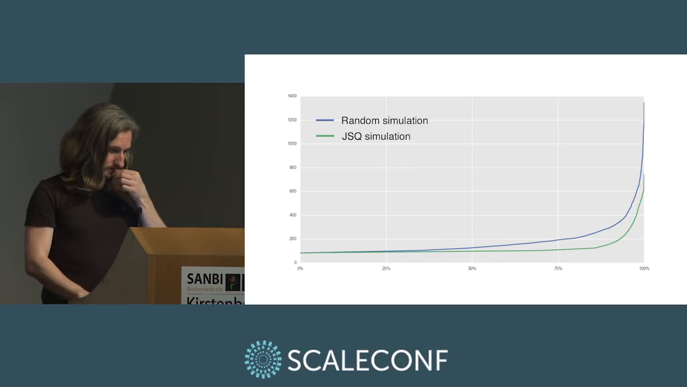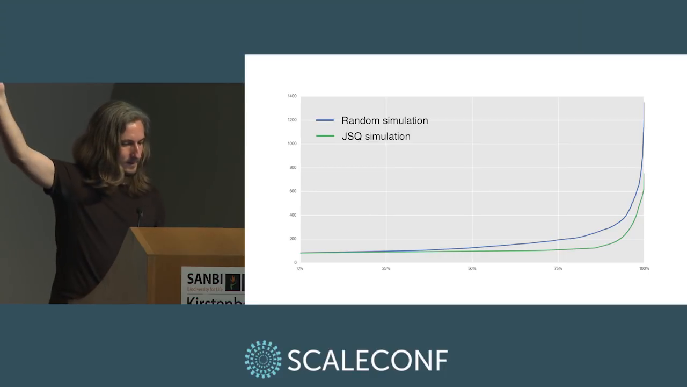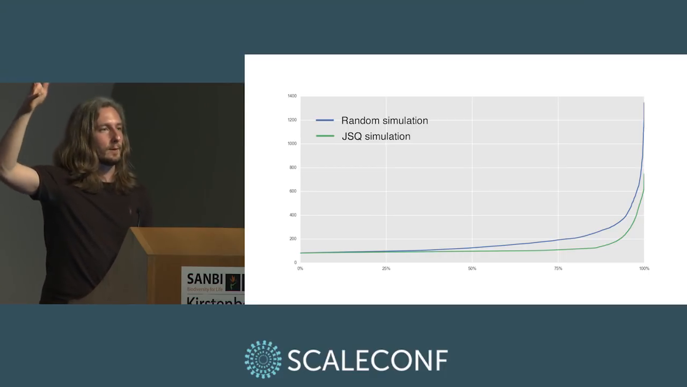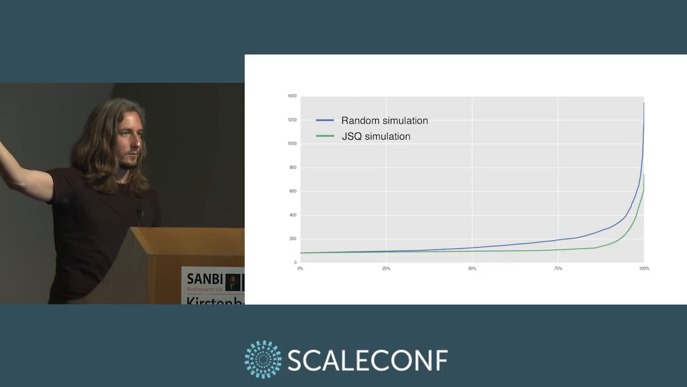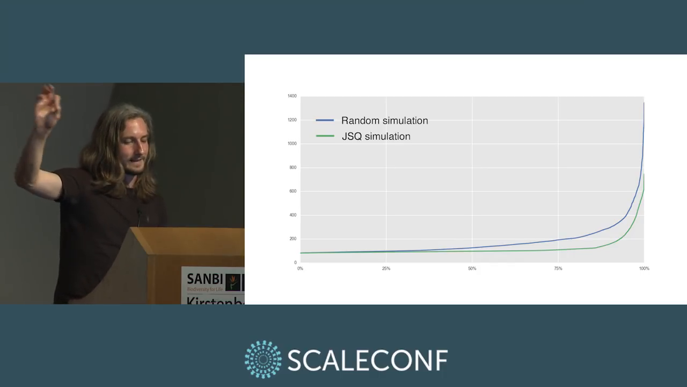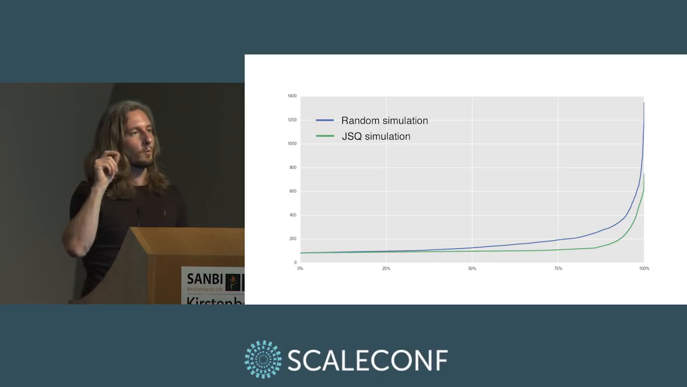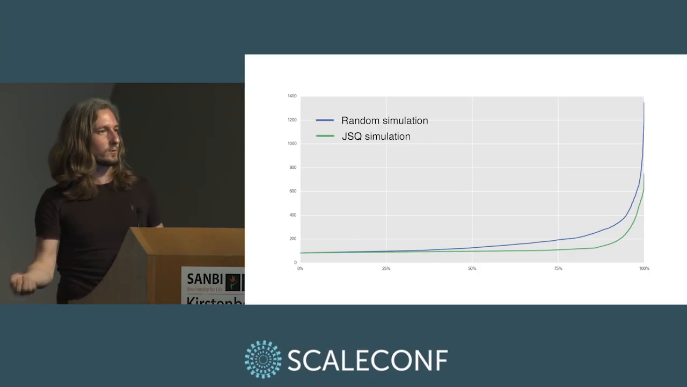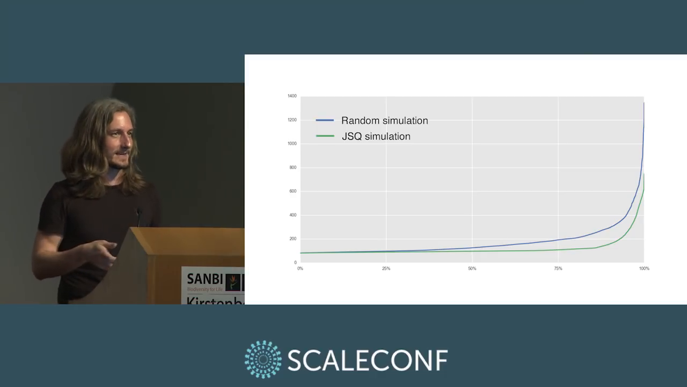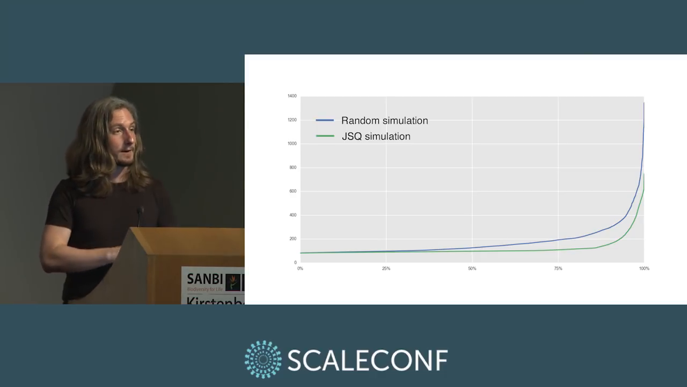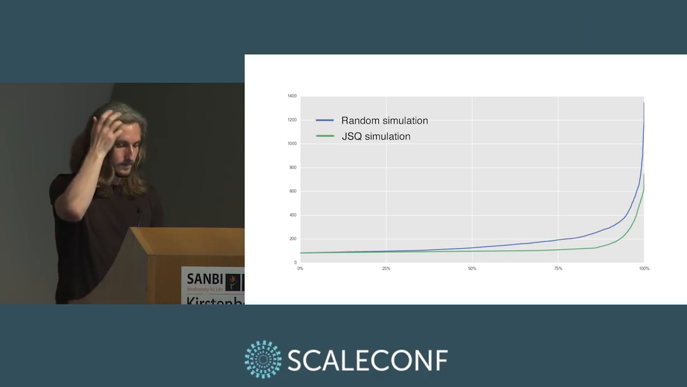So in this case, we have the blue line being the random simulation, and we have the green line being the join shortest queue simulation. You can see that the join shortest queue simulation matches what we expected from the actual request latency distribution much more closely. So this can actually make a pretty cool improvement.